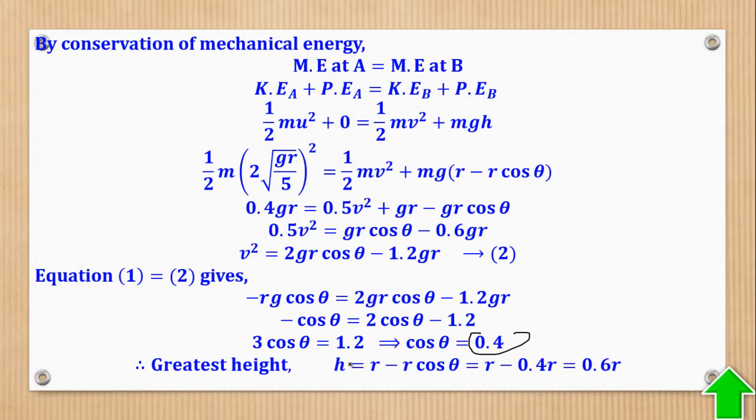So now that we know cos theta, it means we can get h, because h is r minus r cos theta, which is r minus that to give you that. And that will be the greatest height reached.